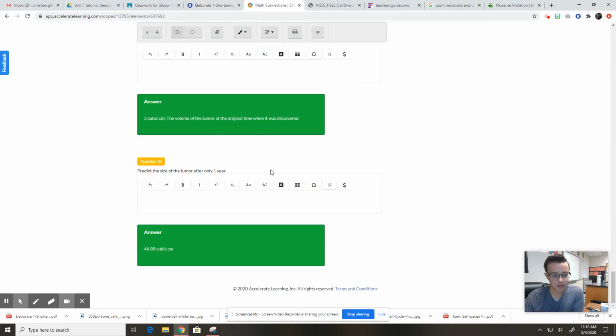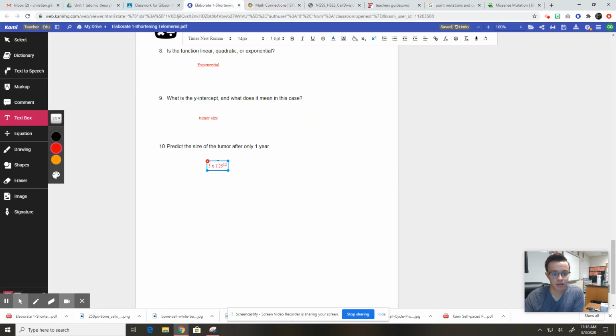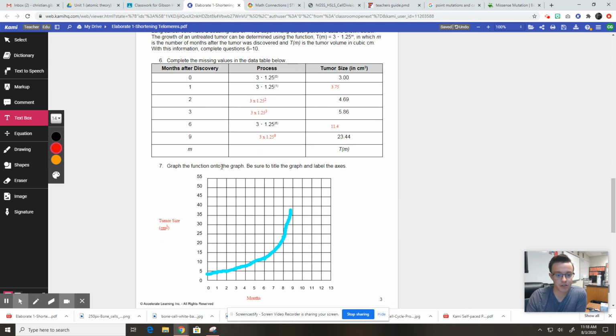What does that give us? It gives us about 46.9 centimeters cubed. That's a big tumor. So that's a little scary, right? So tumor size increases exponentially.